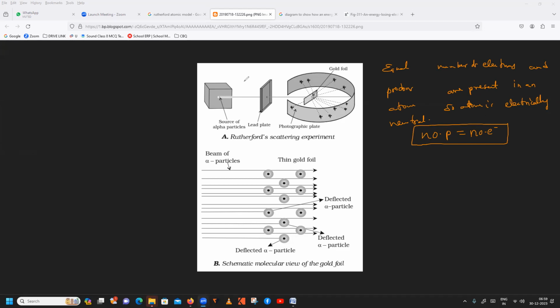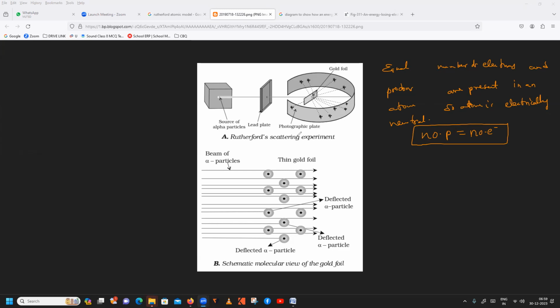Yes, sir. So as I told you, this is the Rutherford atomic model. There is something that was not explained by Rutherford at that time, but later Mr. Bohr explained it. So those are the drawbacks of the Rutherford atomic model. There are two drawbacks of Mr. Rutherford, so we'll discuss the two drawbacks.